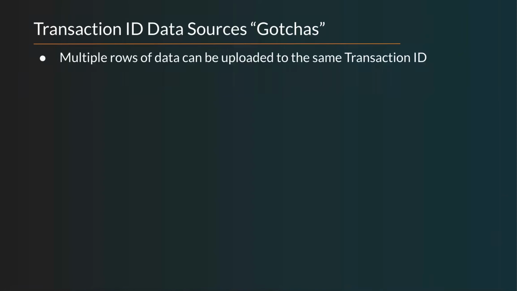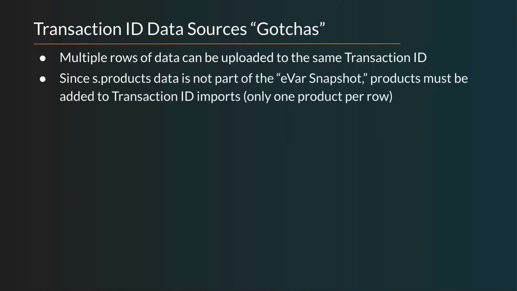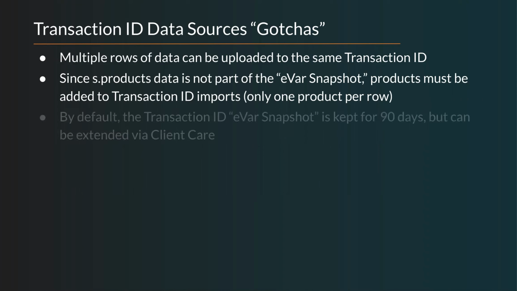You can use multiple rows for the same transaction ID. So you can have lots of different things that you're uploading all to the same transaction ID. As I mentioned, since products is not part of the eVar snapshot, you want to make sure that you include that, and you want to have one row per product. So if you're uploading returns, if they bought multiple products, then you want to have the same transaction ID maybe in 3 rows, but have one row for each product 3 times.